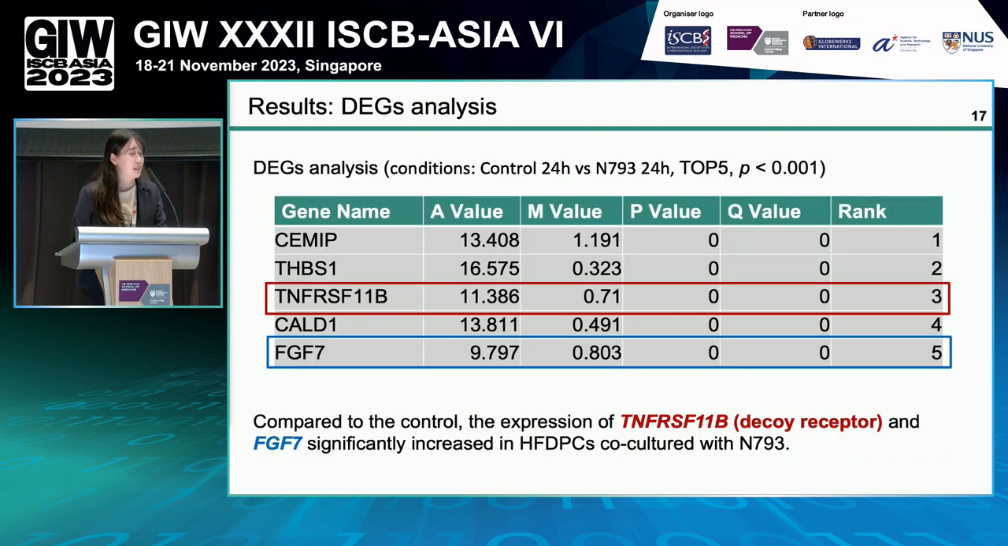The result of differentially expressed genes analysis are shown. This table lists the differentially expressed genes in HFDP cells co-cultured with N793. Compared to the control, the expression of TNFRSF11B, decoy receptor, and FGF7 significantly increased in HFDP cells co-cultured with N793.